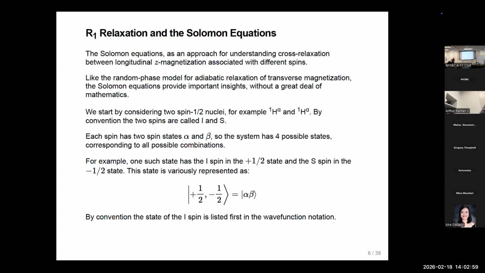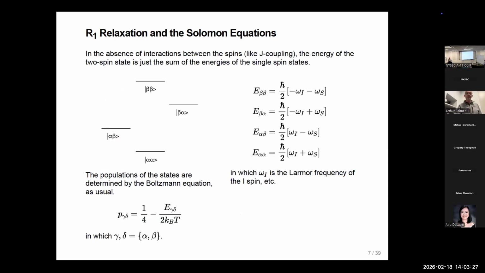Now, that was just a single spin. And of course, we could do the same trick for 2 spins. And that leads to what are called the Solomon equations. So of course, now we know we have 4 states. For example, one state alpha beta would be plus a half and minus a half for the 2 spins.